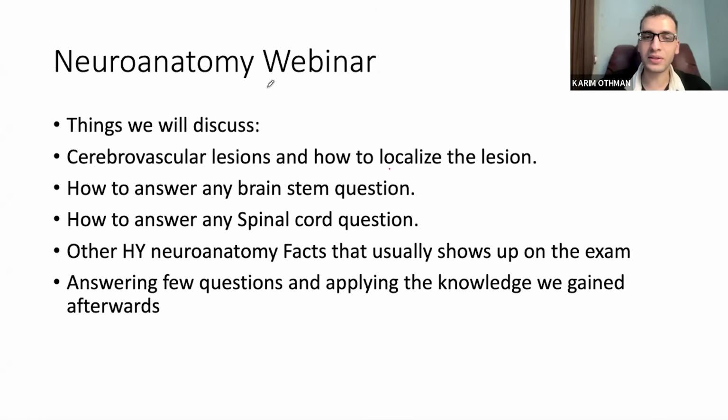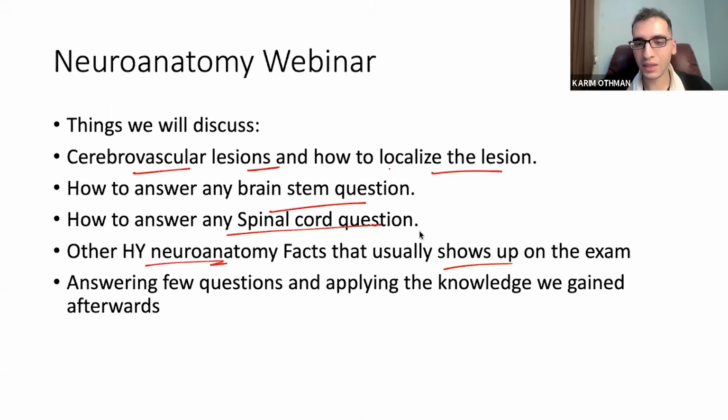The things we will be discussing right now are the cerebrovascular lesions and how to localize these lesions. We will also be discussing how to answer any brainstem questions, and how to answer any spinal cord question. And we will also discuss other high-yield anatomy facts that usually show up on the exam. We'll answer a few questions and apply the knowledge that we gained afterwards. Let's just start without wasting time.